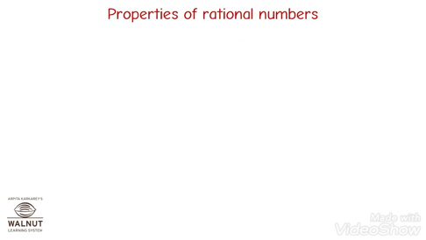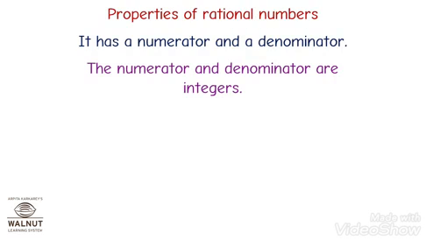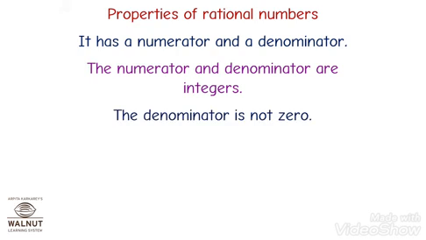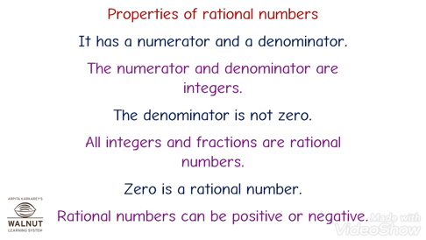Properties of rational numbers. It has a numerator and a denominator. The numerator and denominator are integers. The denominator is not 0. All integers and fractions are rational numbers. 0 is a rational number. Rational numbers can be positive or negative.